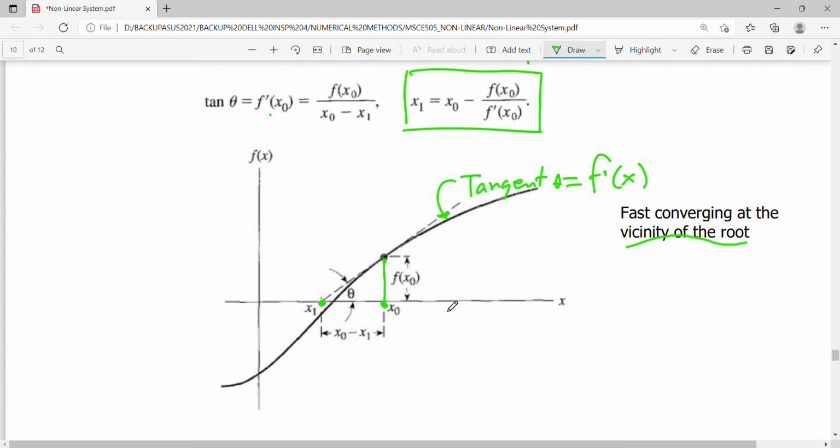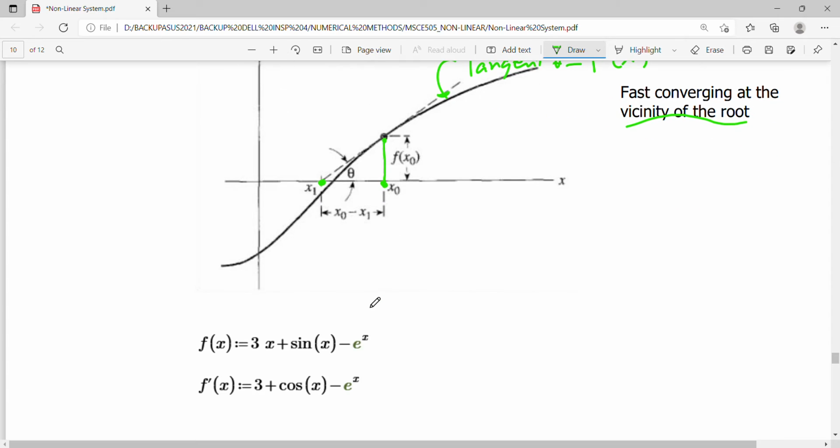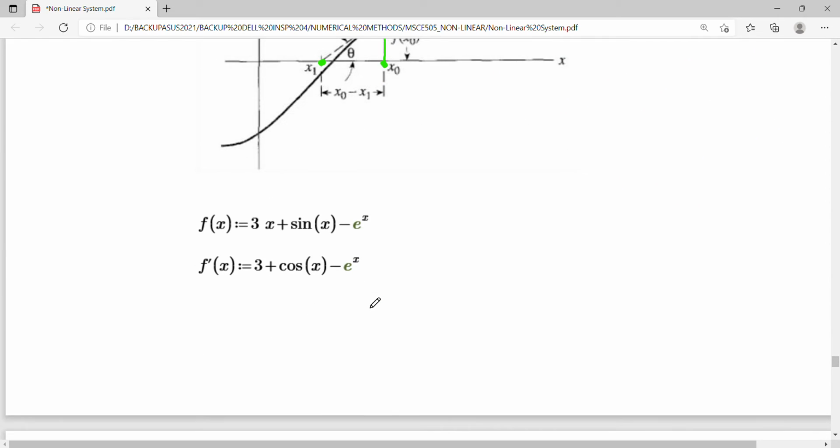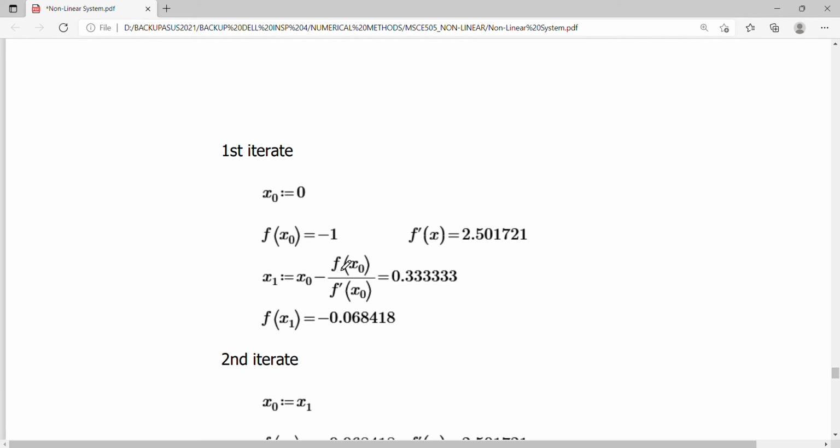Okay, so this is now my equation for the next guess value, x1. So I just plug it here. This is my functional equation, or function. It's my slope. The derivative of f(x) is simply this one. Okay, and then on my first iterate, I simply start from zero.